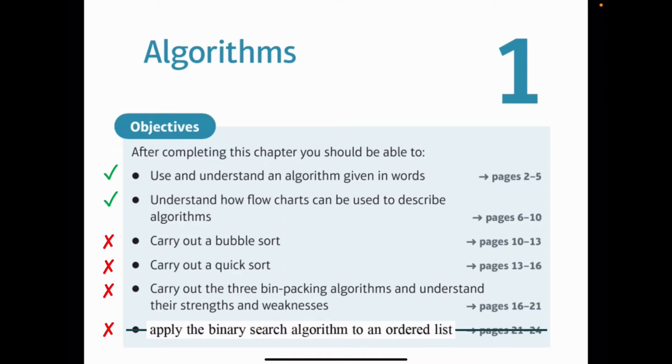Hey guys, this is the second lesson that we need to go through from Decision Mathematics. While last time we talked about algorithms given in words and how flowcharts can represent an algorithm and analyzing them, today we will focus on two next topics: carrying out the bubble sort and quick sort algorithms. Those are sorting algorithms that help you sort an unordered list and put it in order based on the requirements.